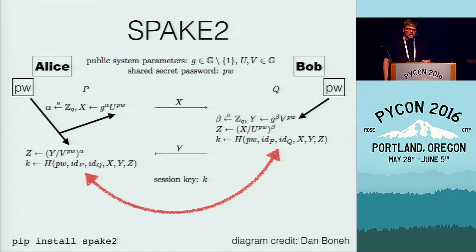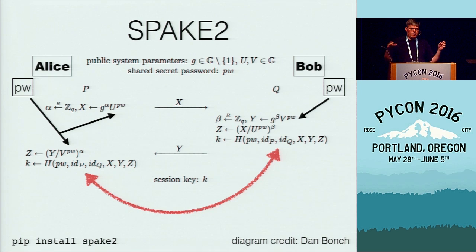So SPAKE2, I'm not going to go into a great amount of detail on the math here. Feel free to talk to me later if you want some more details. But if you're familiar with Diffie-Hellman key exchange, key agreement, two parties agree upon a shared key, where you have one side sending g^a and the other side sends g^b, and then you compute (g^a)^b and (g^b)^a, and because of commutativity, those two things are the same.